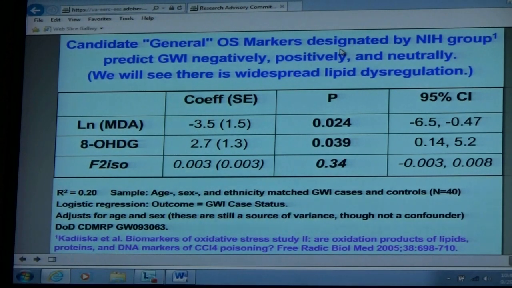So again, there is evidence of oxidative stress injury, but this does not show up with lipid-based markers, and our data suggests that this is in part because the lipids that are oxidized are depressed in Gulf War veterans. Next slide.